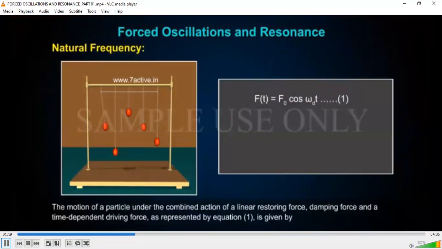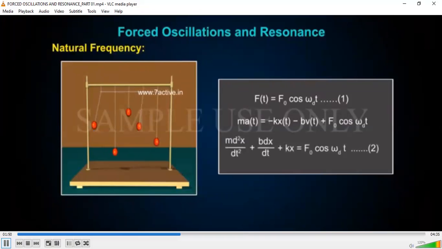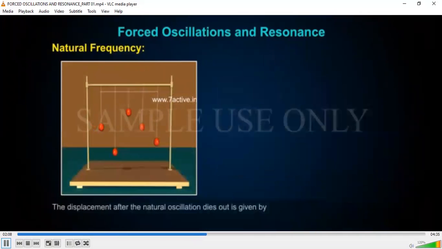The motion of a particle under the combined action of a linear restoring force, damping force, and a time-dependent driving force, as represented by equation 1, is given by m a(t) equals minus k x(t) minus b v(t) plus F0 cos omega_d t. That is, m d²x/dt² plus b dx/dt plus kx equals F0 cos omega_d t. Equation 2.